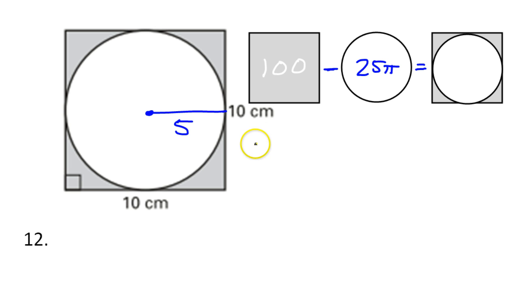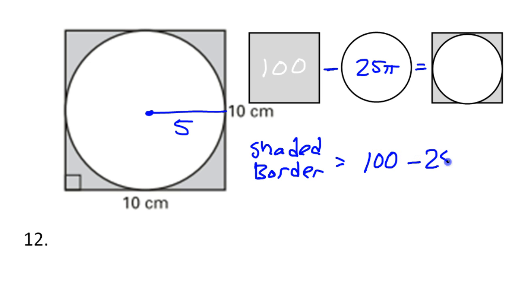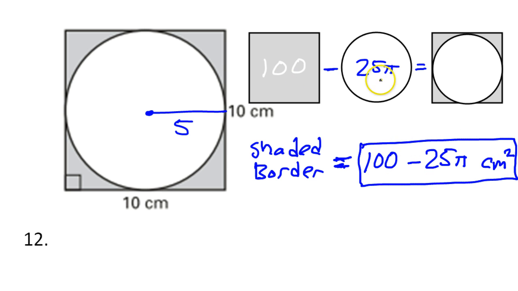So the shaded border should equal the area of the square minus the area of the circle. I don't know what's up with my equal signs today. And they gave us centimeters, and we're talking about area, so that would be square centimeters. So that is the exact answer right there: square minus circle, outer minus inner, 100 minus 25 pi.